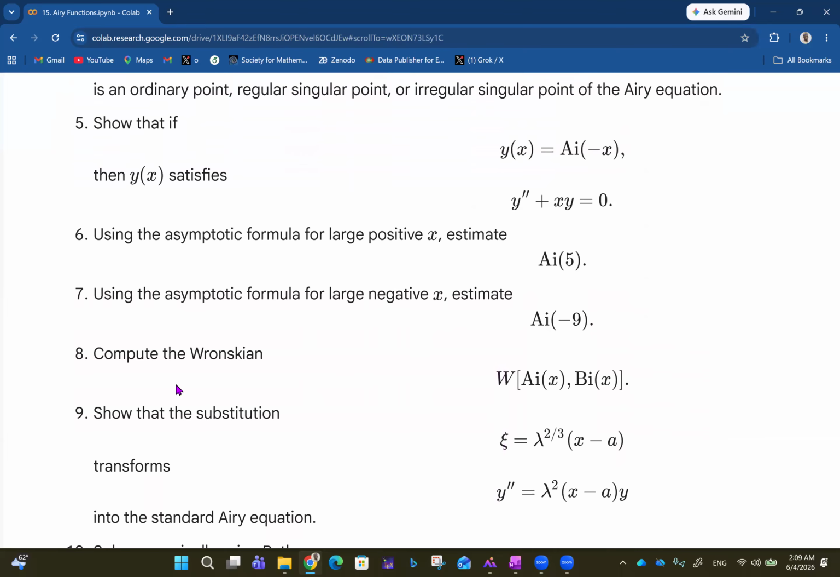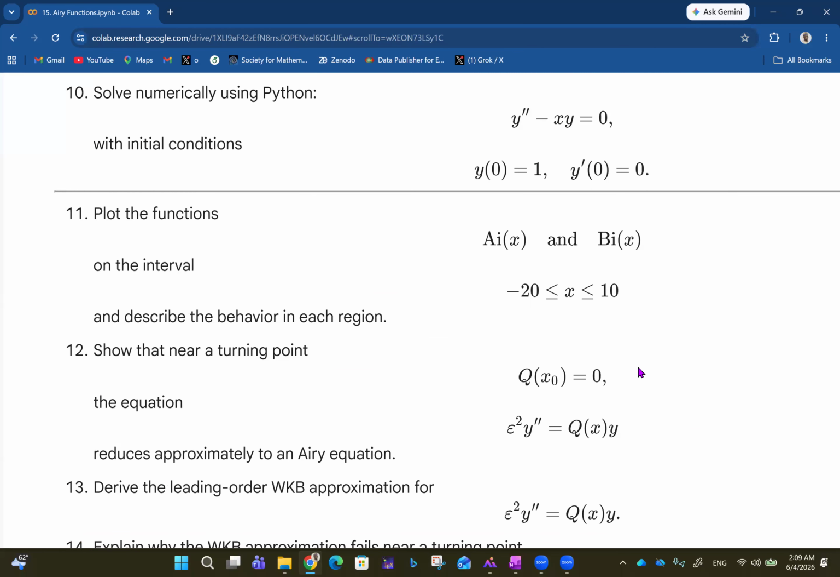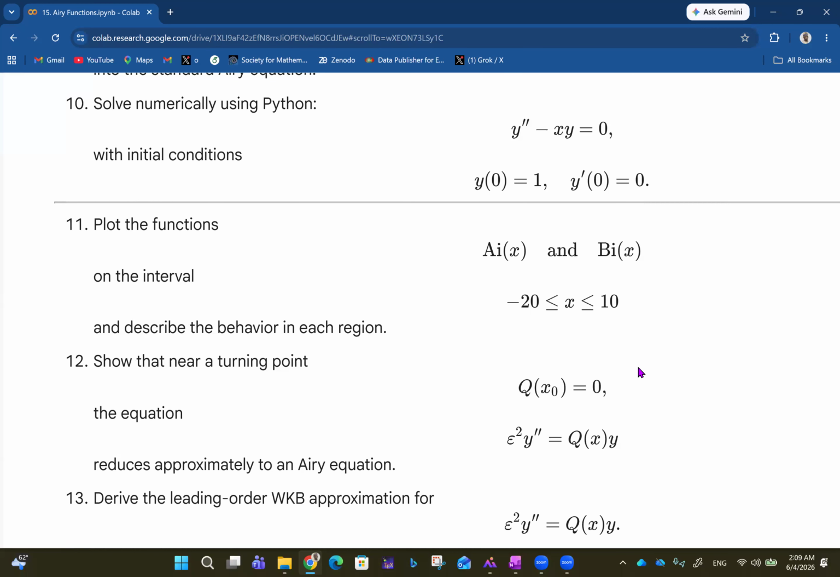Like I said, I'll be solving problem 8, which talks about the Wronskian. Compute the Wronskian W of Ai of x, Bi of x. So we need to compute that Wronskian, and I'm going to show that. Then we have 10 to 13. The other problem I'll be solving is problem 12. Show that near a turning point, q of x not equal to 0, the equation epsilon squared y prime prime equals q of x y reduces approximately to an Airy equation. We're going to show that also when we get there.